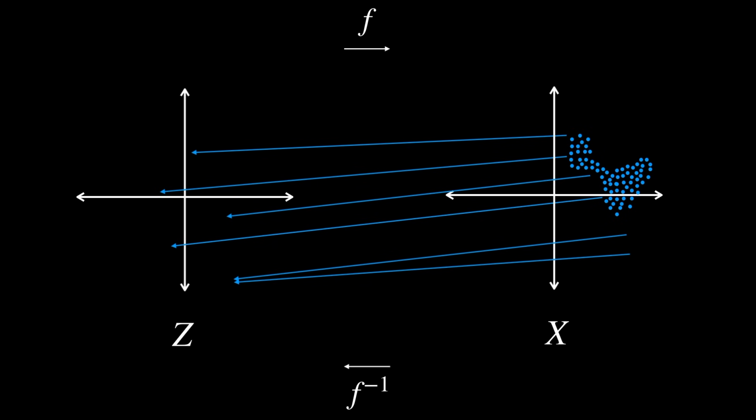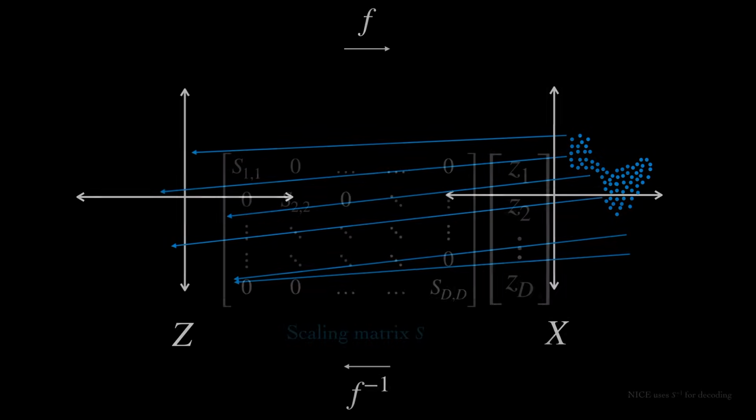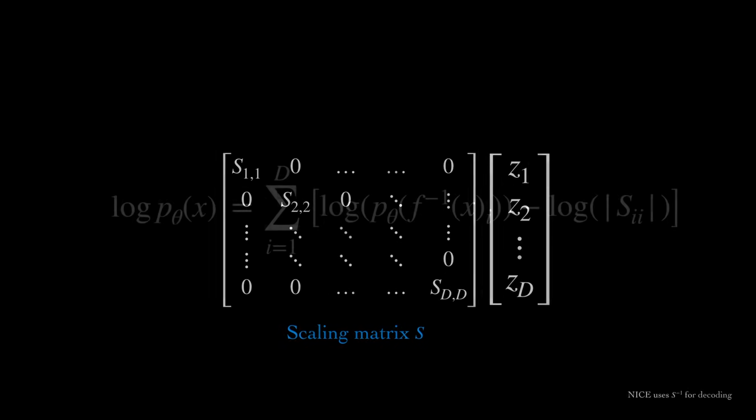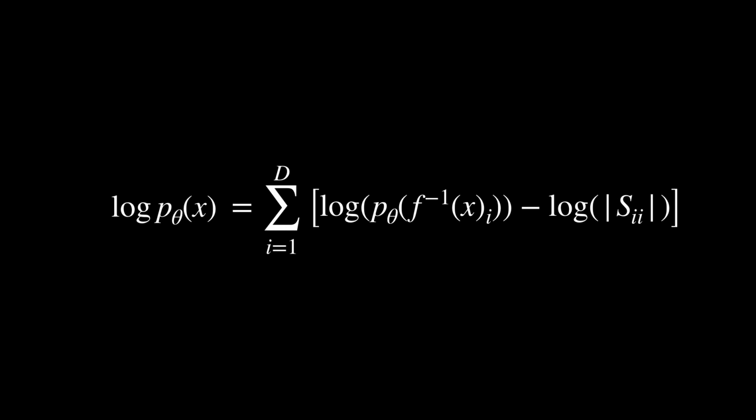So as we decode from latents to data, the first transformation, before the coupling layers, will consist of a diagonal scaling matrix S. The authors of NICE give the intuition that S is essentially learning a manifold of the data. The smaller the scaling factor, the less important the latent dimension. In the limit, as an element of S approaches 0, the corresponding latent dimension is effectively removed. The overall objective now consists of summing the difference between the log probability of each element of F inverse of X and the log of the absolute value of the corresponding scaling factor in S.